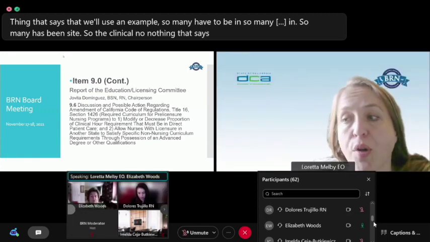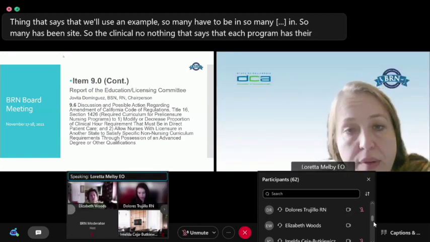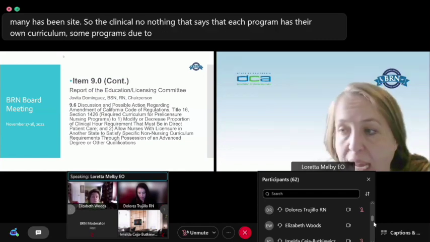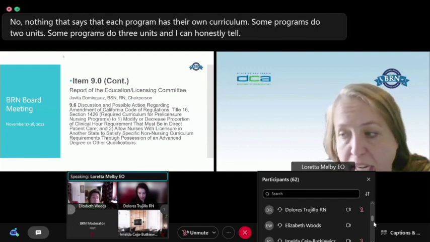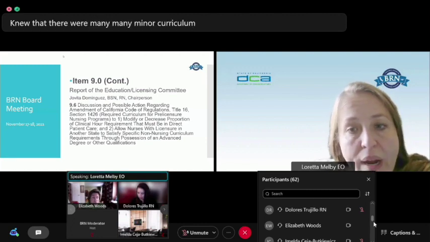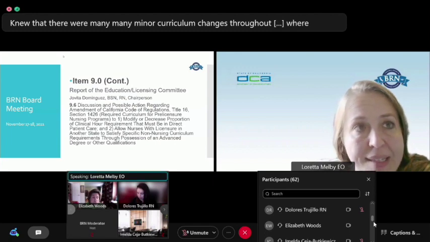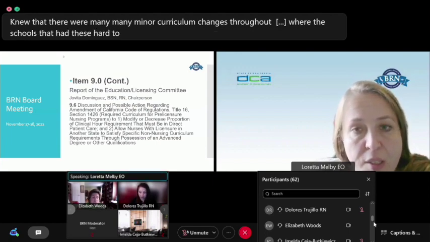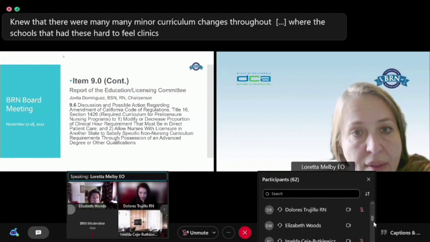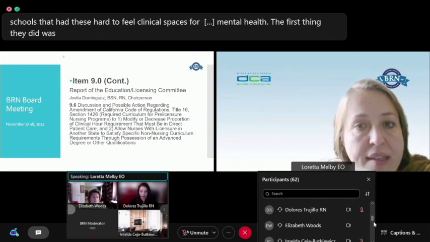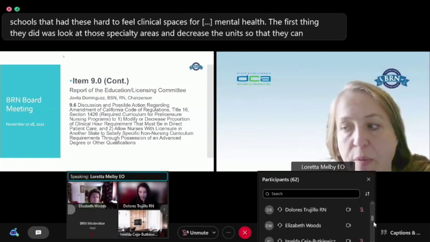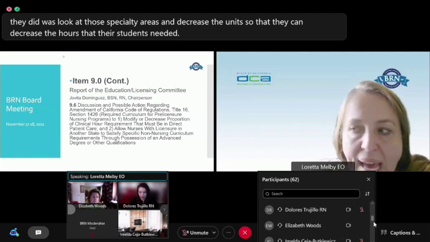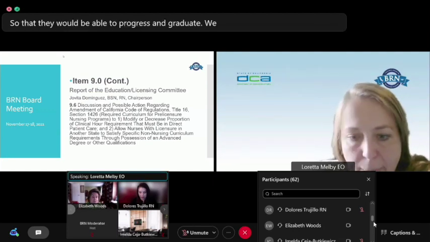Each program has their own curriculum. Some programs do 2 units, some programs do 3 units. And I could honestly tell you that there were many, many minor curriculum changes throughout COVID where the schools that had these hard to fill clinical spaces for OB and psych mental health, the first thing they did was look at those specialty areas and decrease the units so that they can decrease the hours that their students needed so that they would be able to progress and graduate. We have no minimum standard.